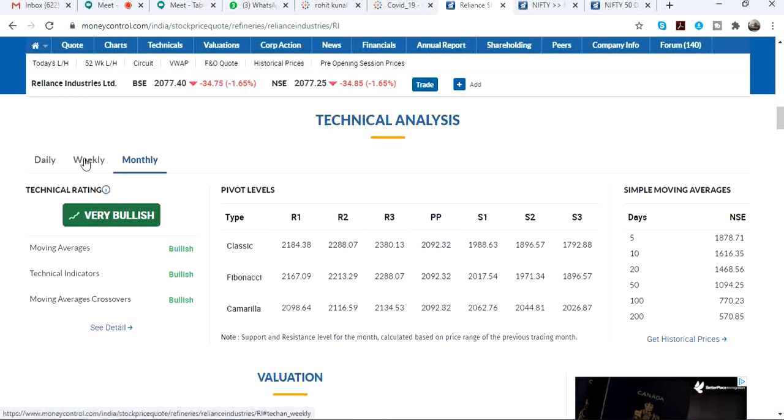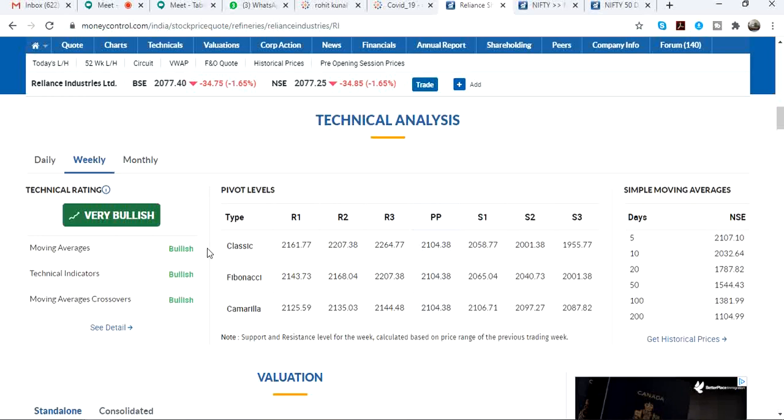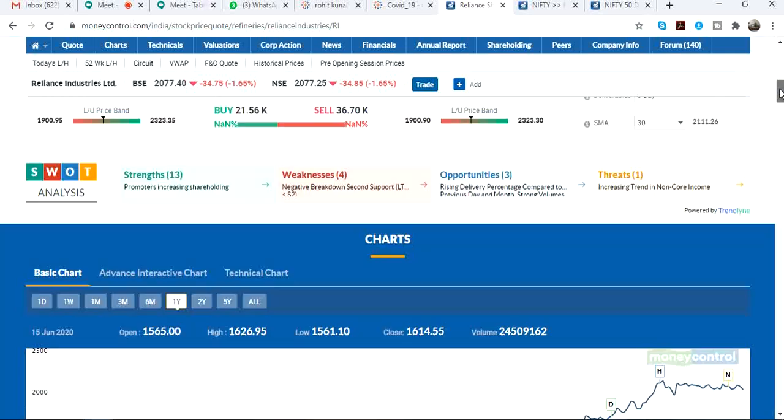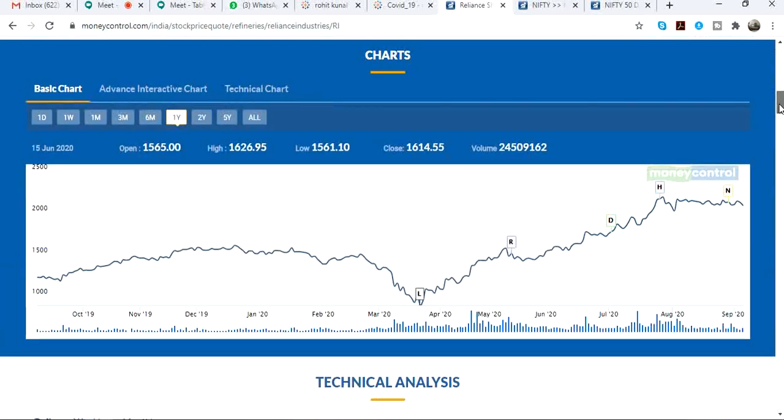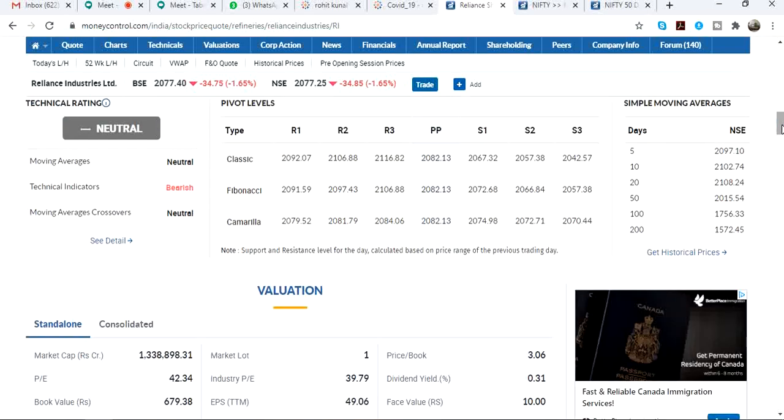And when I look at the weekly time frame, it's still bullish. But on the daily it is neutral, because on the daily, if you look at the 5 days or 10 days, it is just about 2000. And here also I have 2000, so it's very close. The current price is very close to the 5-day moving average. That's why it's saying neutral.